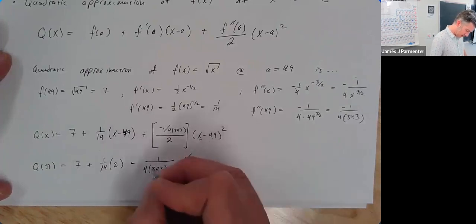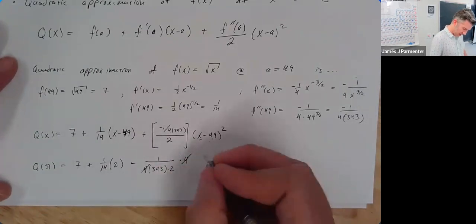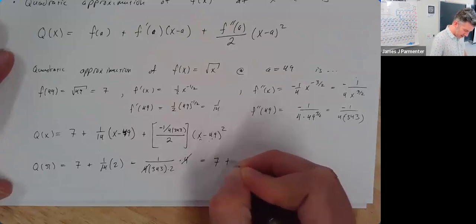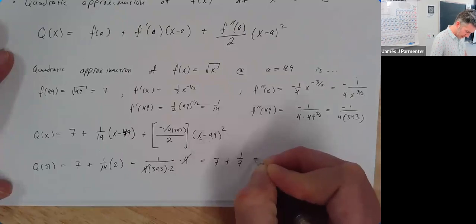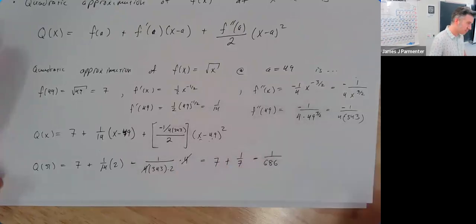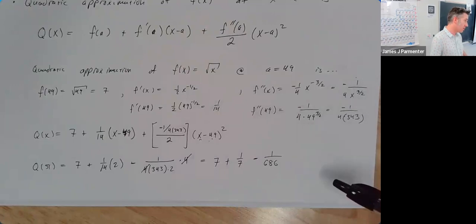So I can cancel that and that. So I can say, great, my estimate here, and I'm not going to simplify much, is 7 plus a 7th minus 1/, okay, I can multiply that by 2 and get 686. How terrible. I would like to imagine the numbers on your actual exam will not be this gross.